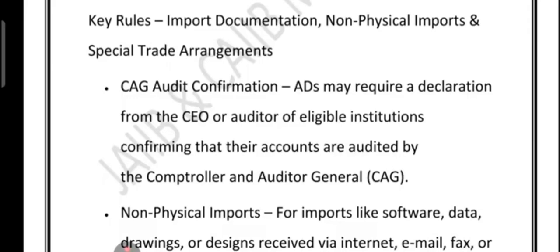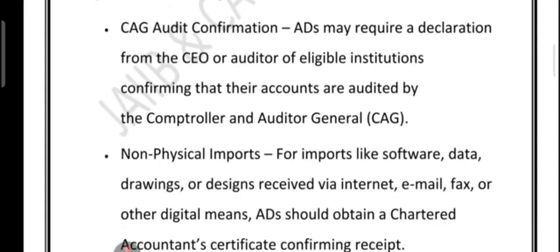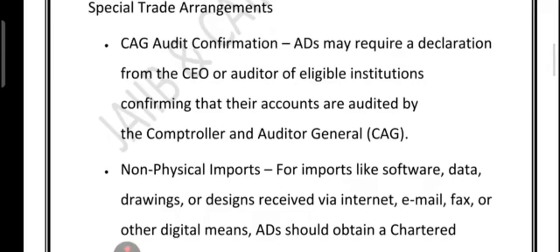Now friends, let's switch our focus to the next slide, where we are discussing some special RBI rules around import documentation, non-physical import, and unique trade agreements. First of all, for certain organizations like big government or academic bodies, the bank may ask the CEO or the auditor to confirm that their accounts are audited by the Comptroller and Auditor General, or CAG.